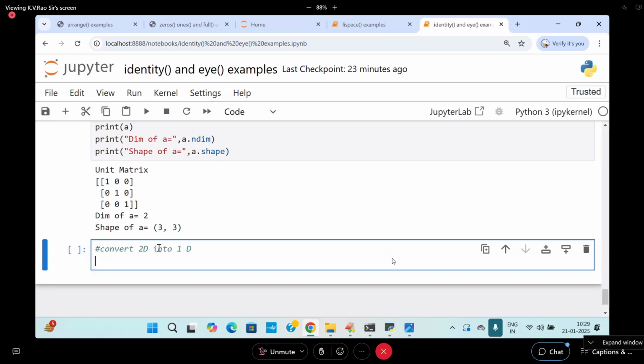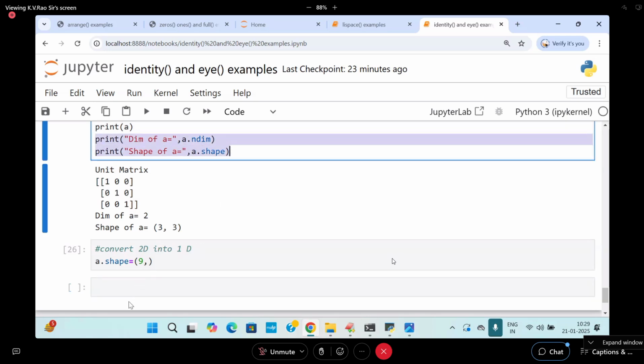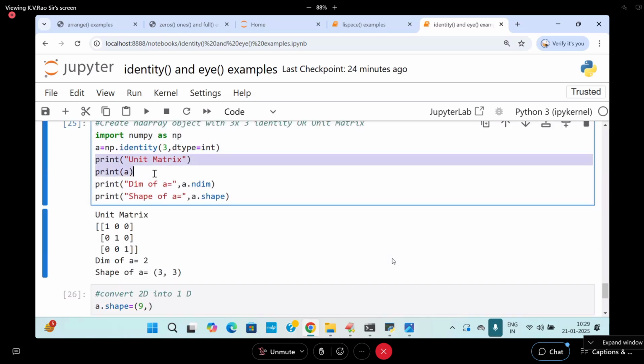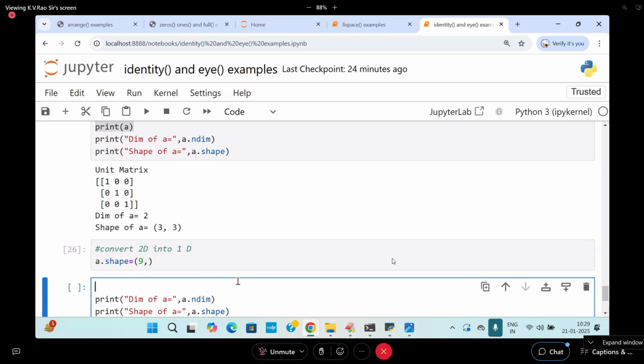So here I am writing: convert 2D into 1D. a.shape is equal to what? The total number of elements, 9, comma. Then I will print the dimension and shape, and print the content also. Unit matrix in 1D.